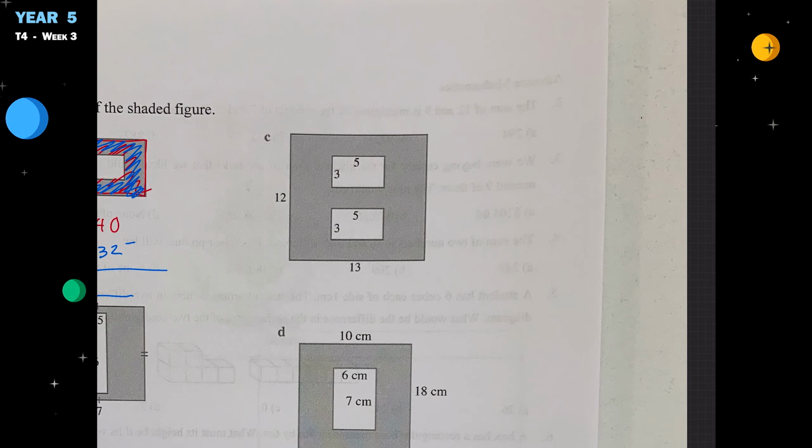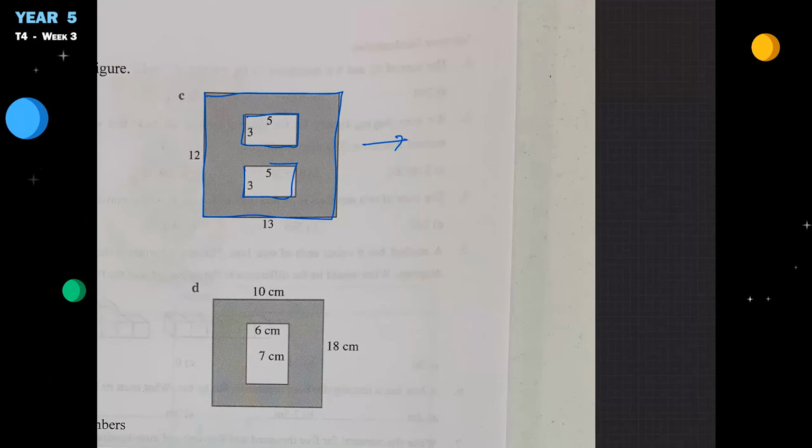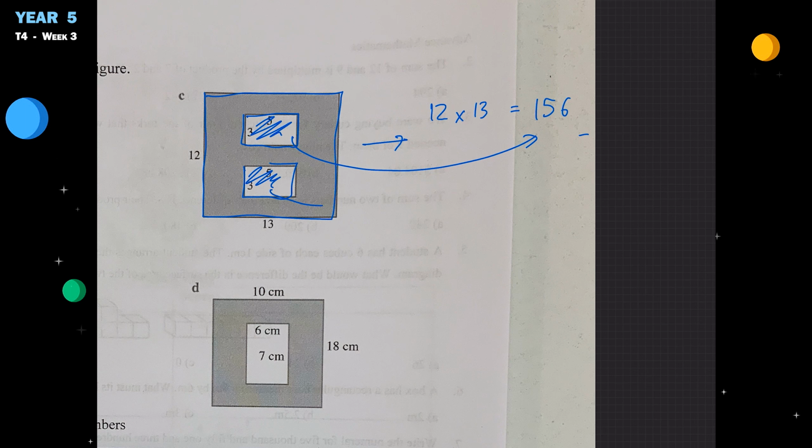Next one, you do the same thing. You find the area of the big piece minus the area of the 2 small pieces and get the answer there. So the big piece is 12 times 13, and that will give us what? 12 times 12 is 144. 156, I believe. So it'll be 156, take away the area of this, and take away the area of this. And then you get a final answer. Okay, so do it one step at a time.